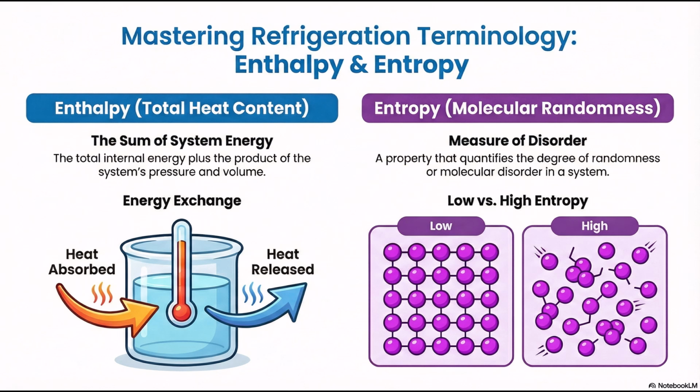Which brings us to the visual. Under the definition, the source has this beaker. It's got a light blue liquid and a thermometer sticking out. Then there's a red arrow pointing in, heat absorbed, and a blue arrow pointing out, heat released. This is the classic energy exchange visual. And it looks simple, but it's basically the first law of thermodynamics. Energy isn't made or destroyed, it just moves, in or out.